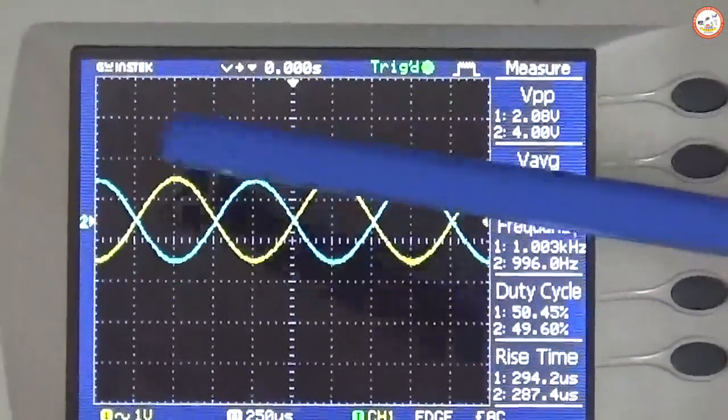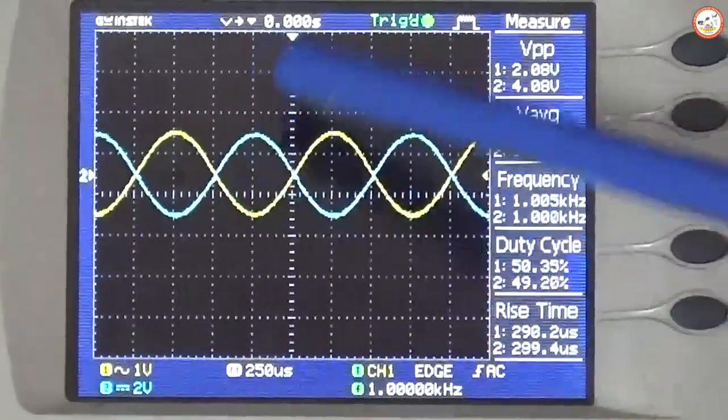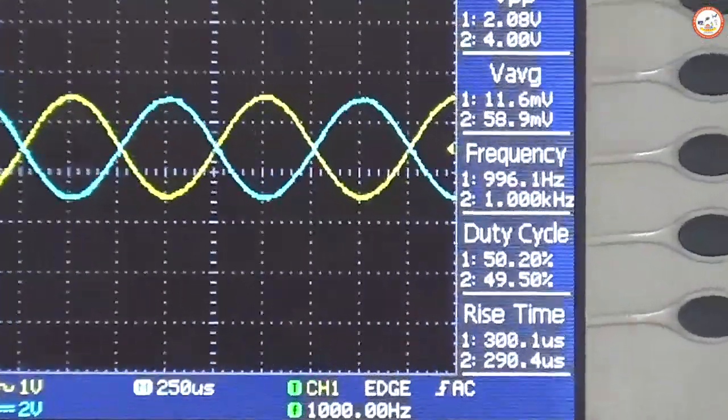2 volts is being given as input. Output is 4 volts. So it is a summation of both signals and you need to get 4 volts. So this is about the adder.